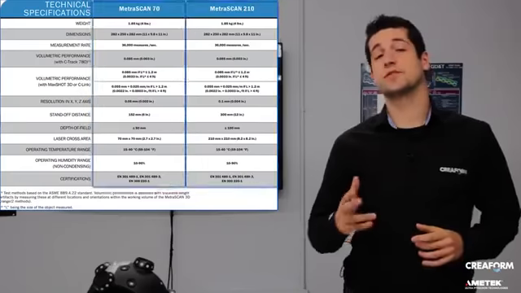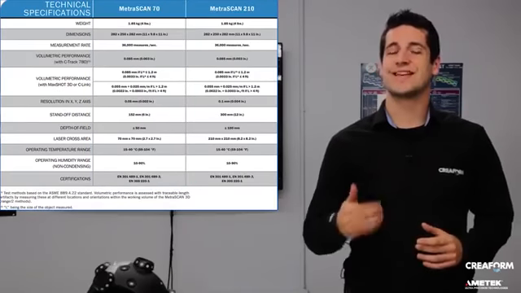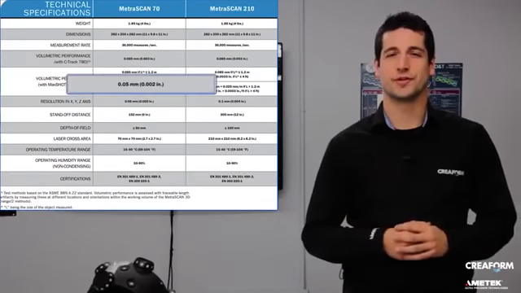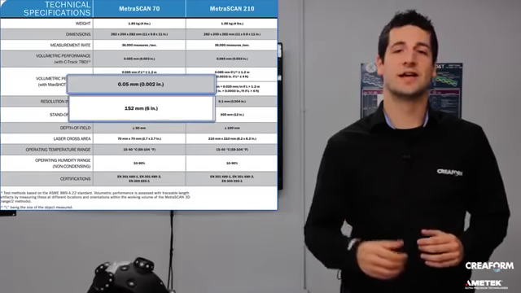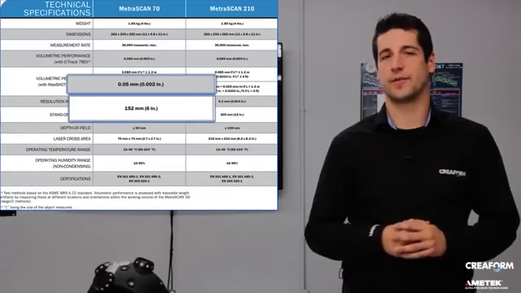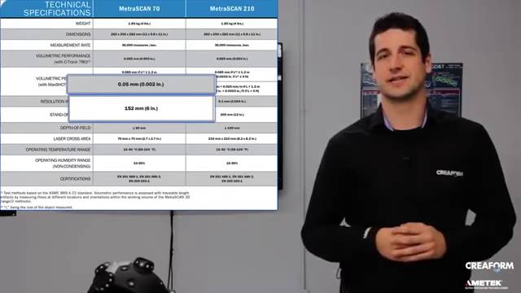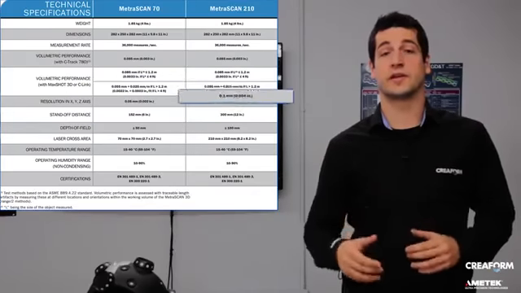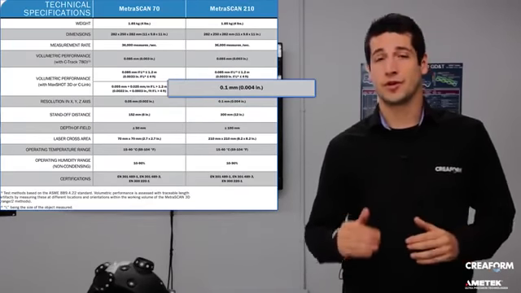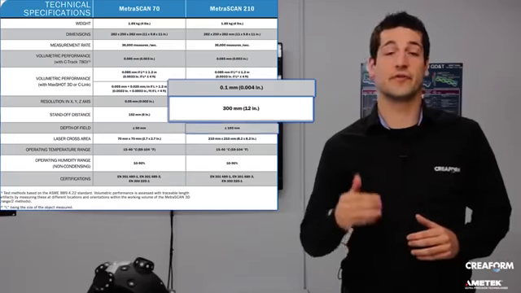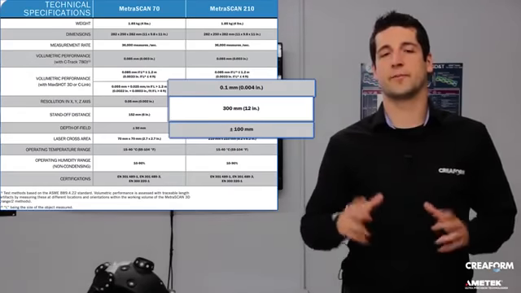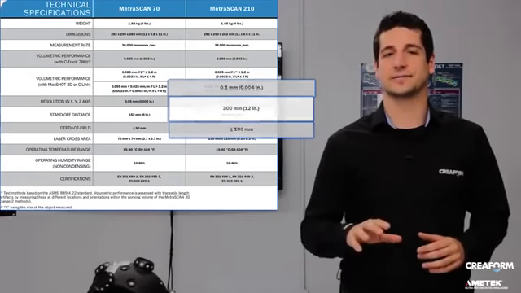The MetraSCAN comes in two different models. The MetraSCAN 70 has a higher maximum resolution, but a shorter standoff distance, which makes it perfect for small to medium parts that need a high level of detail. The MetraSCAN 210 comes with a lower maximum resolution, but a longer standoff distance and depth of field, which makes it perfect for big parts that need fast scanning.